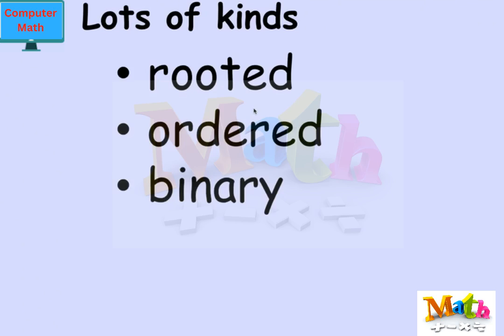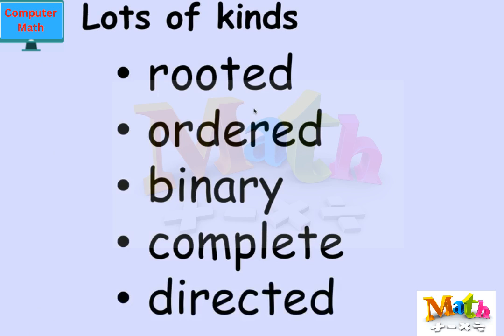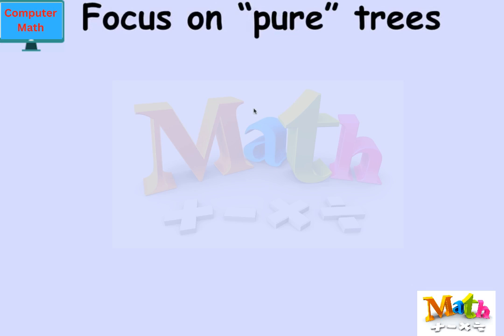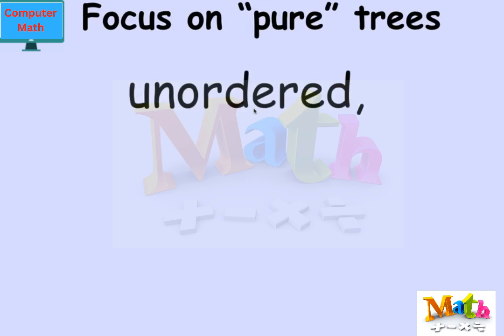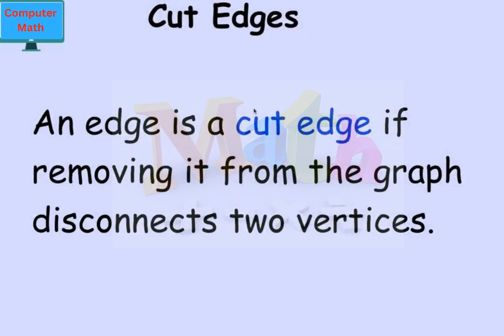There are binary trees, in which each vertex has exactly 2 ways out, or no ways out if it's a so-called leaf. And then there are complete trees, whose definition is not important to us because we're not going to consider any of these. There are also, by the way, directed trees, in which edges have a direction, as in a digraph tree, but we're not considering any of these. We're going to focus on so-called pure trees, which are unordered, unrooted, undirected, and that's what we're talking about.